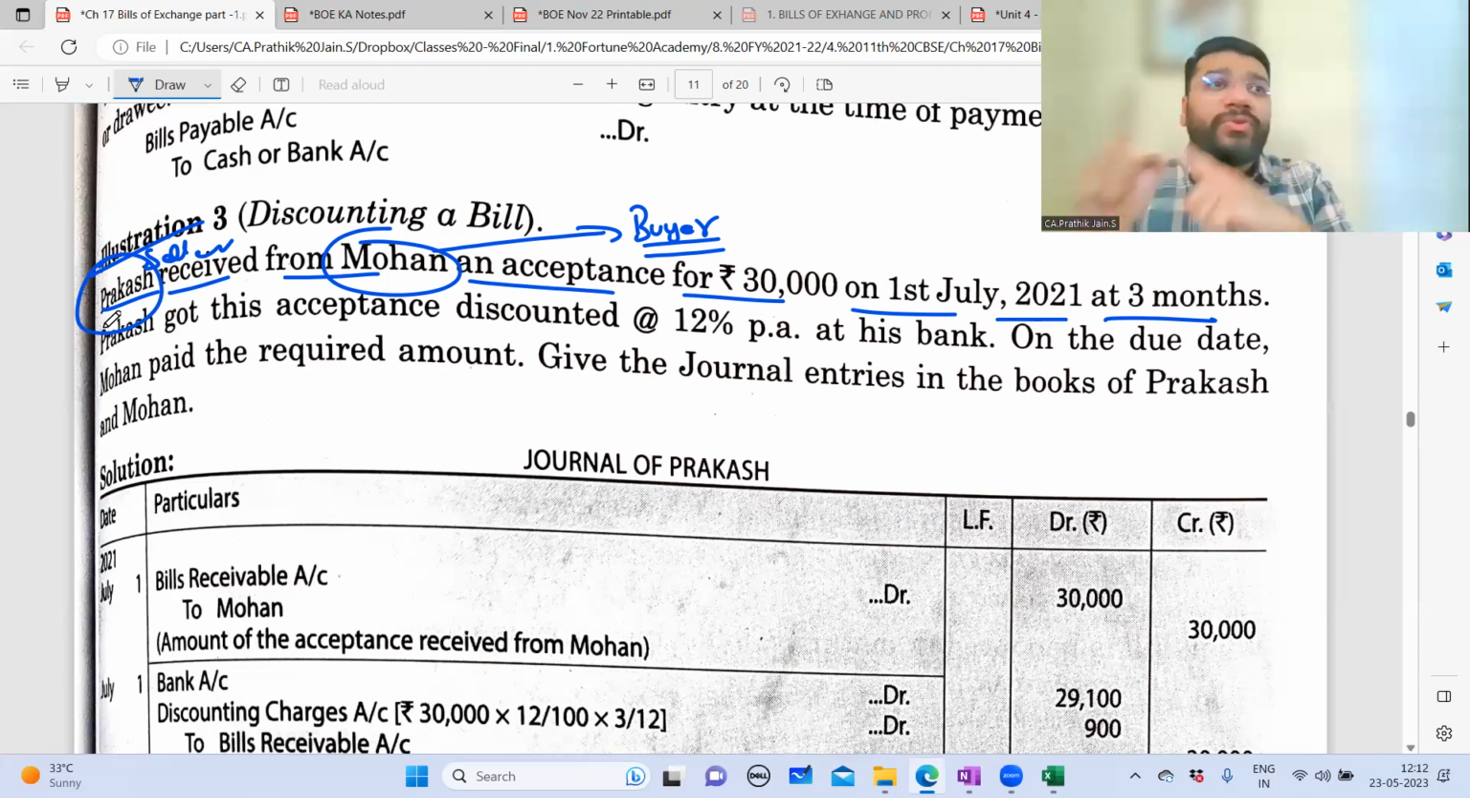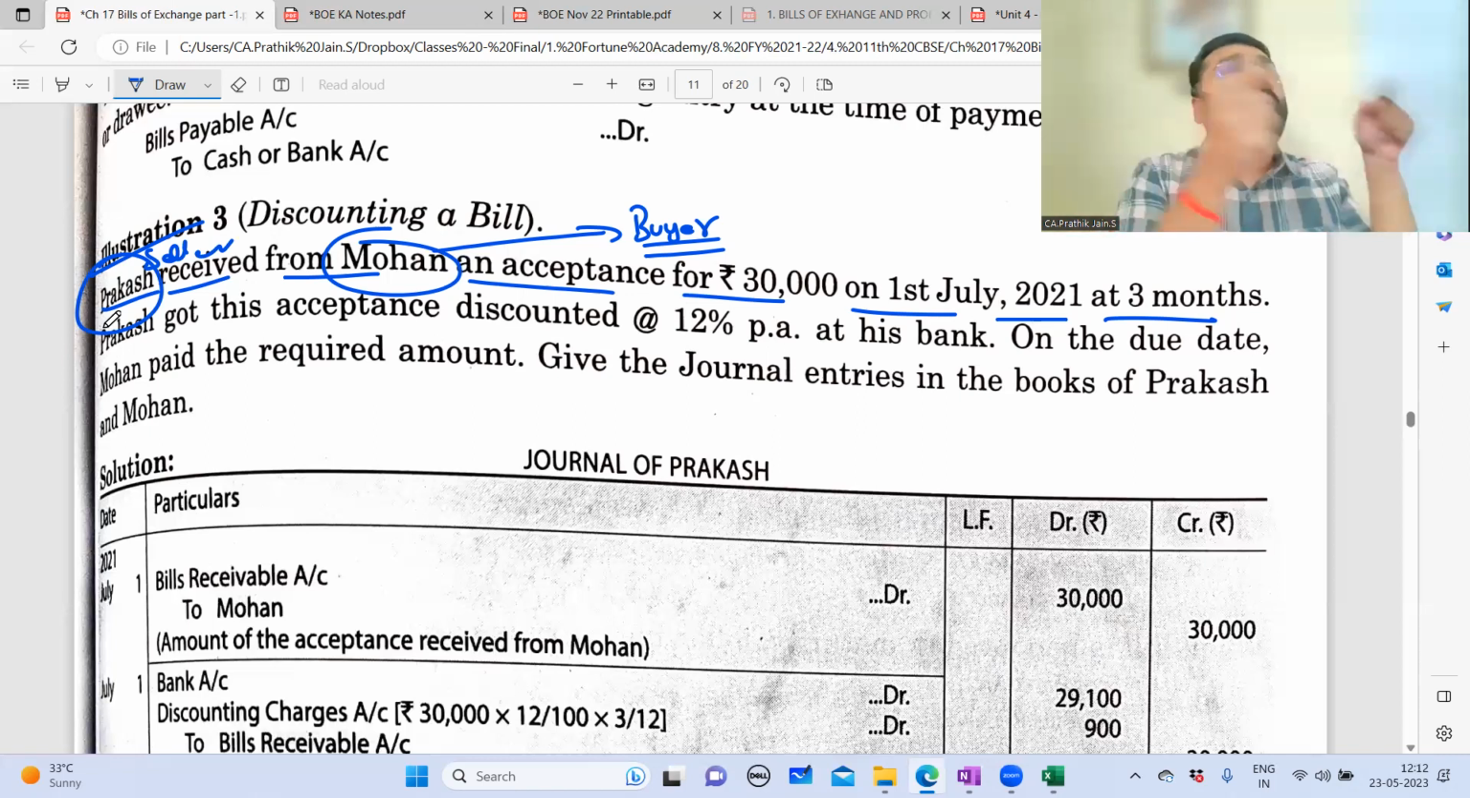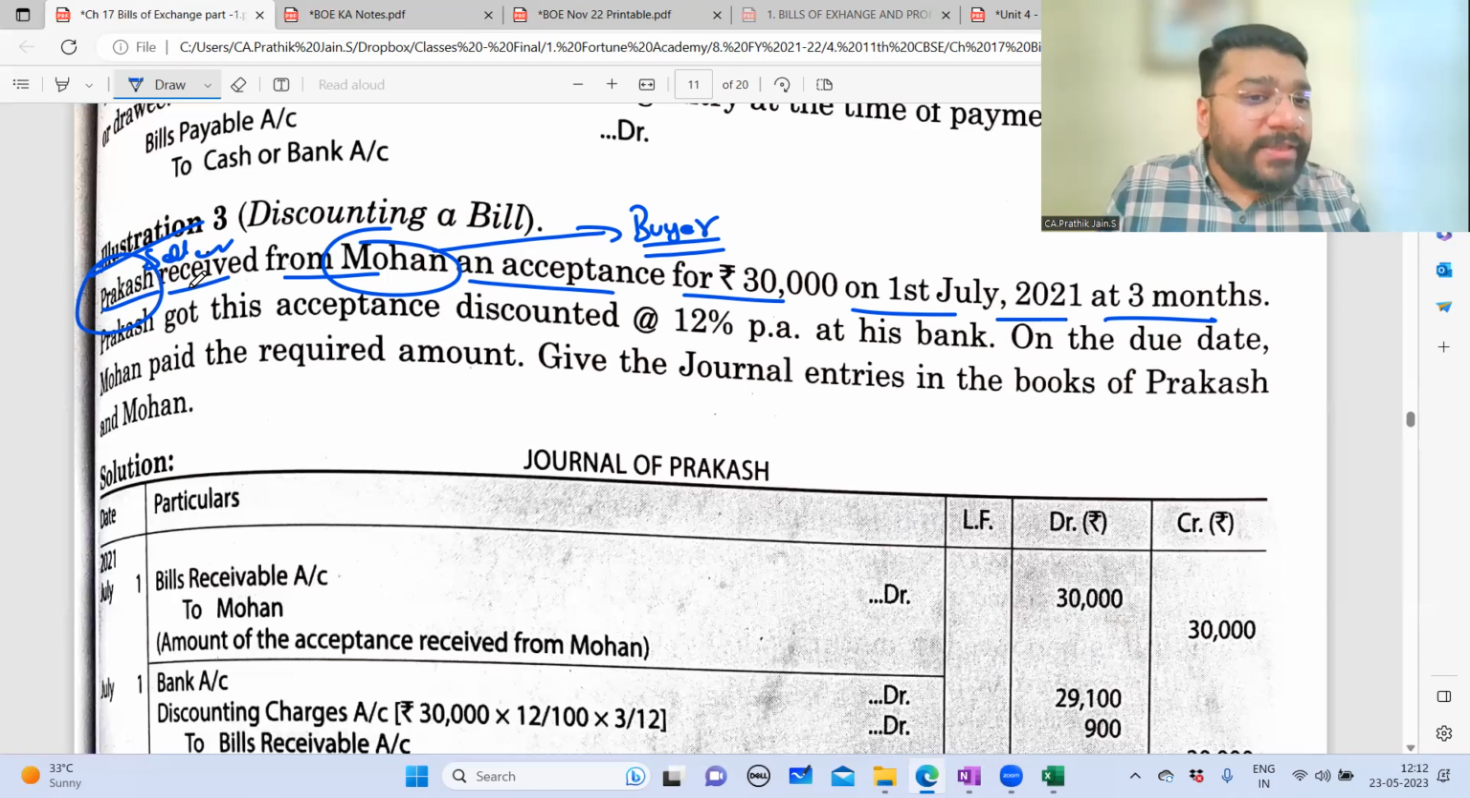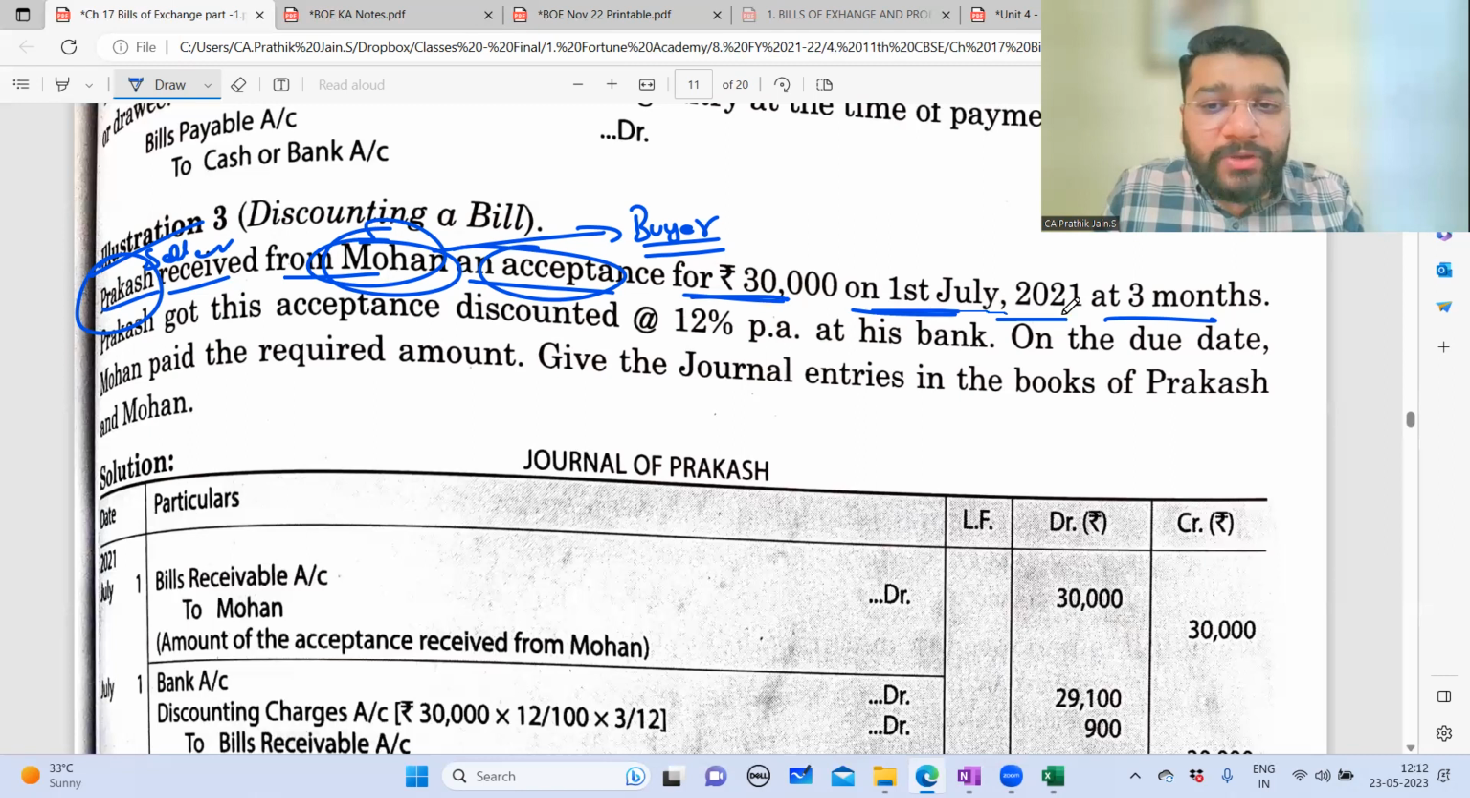So Prakash has sold goods to Mohan. Along with that, he has sent the bill. Mohan is accepting and giving the bill back. So Prakash received from Mohan an acceptance. So who is giving acceptance? Mohan is giving acceptance. So he's the customer, he's the buyer. And the acceptance is for 30,000 rupees. And the acceptance is given on 1st July 2021.